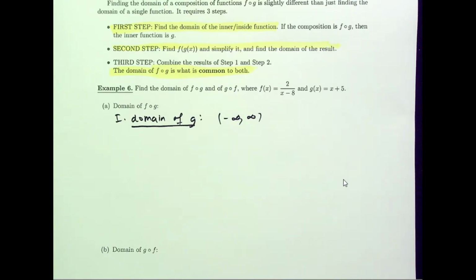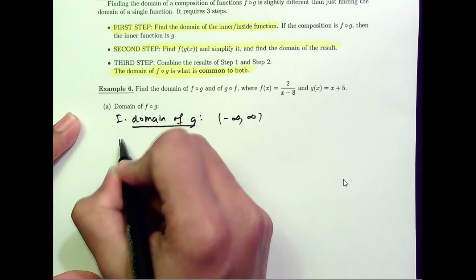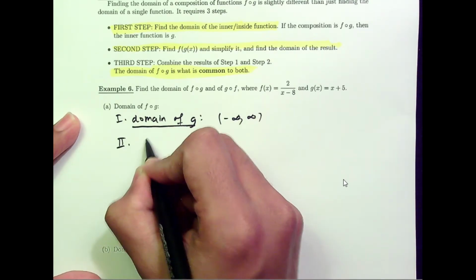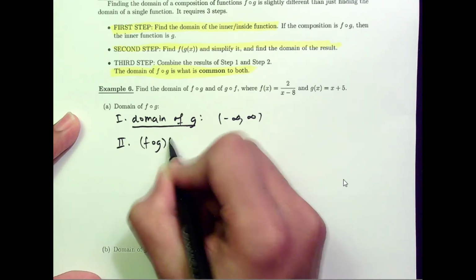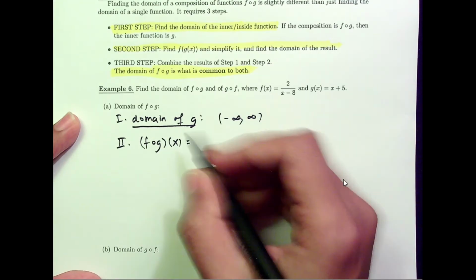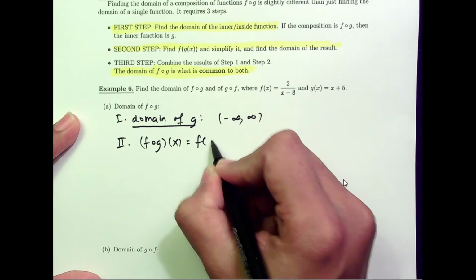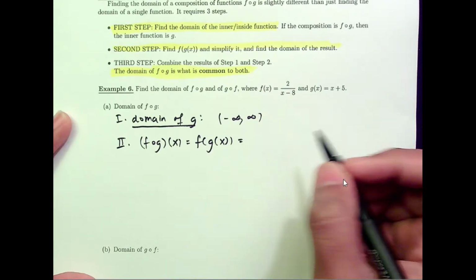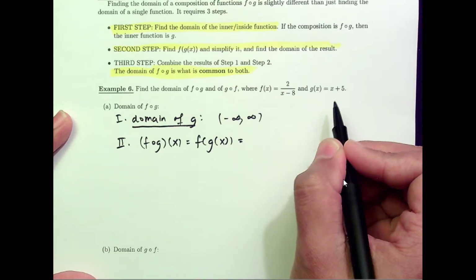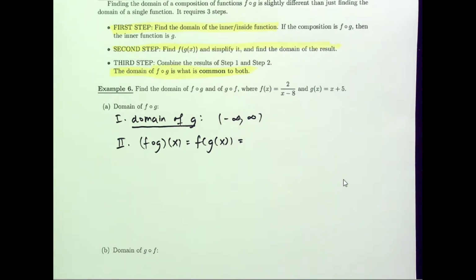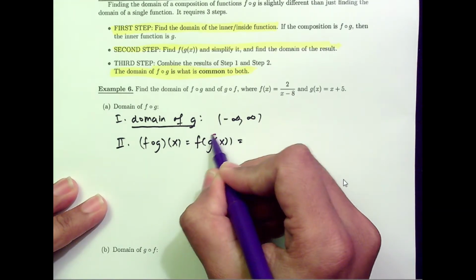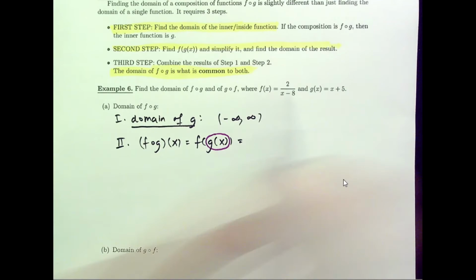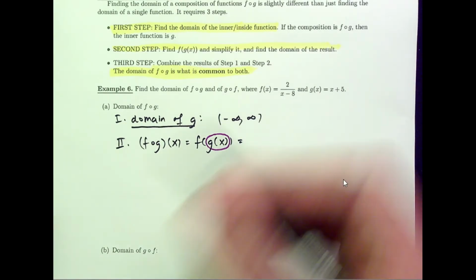Now let's find f composed with g, find the formula for f composed with g, and then find the domain of that. Okay, so that would be like step 2. So now we're going to find what is f composed with g. Remember, that means that little circle becomes a parenthesis, so this is f evaluated at g of x. Now g of x is this thing. So we're going to replace g of x with x plus 5 because that's what it is.